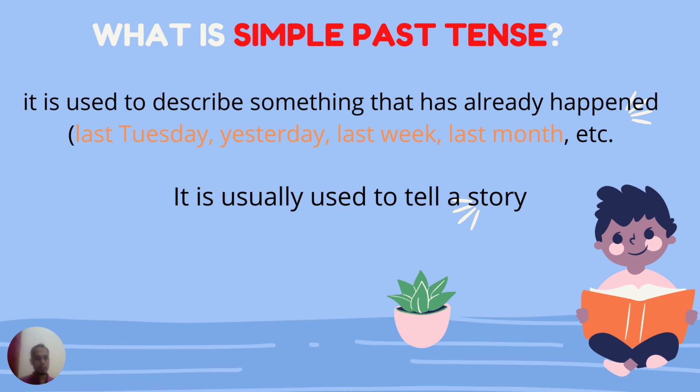What is simple past tense? Simple past tense is used to describe something that has already happened, something that has happened in the past. For example, last Tuesday, yesterday, last week, last month, etc. It is usually used to tell a story. Simple past tense means something that has happened. Sesuatu yang dah berlaku.